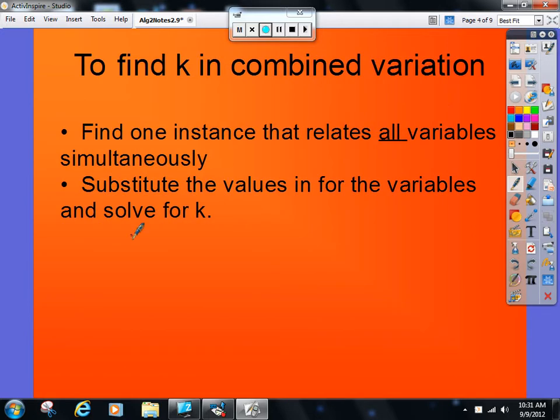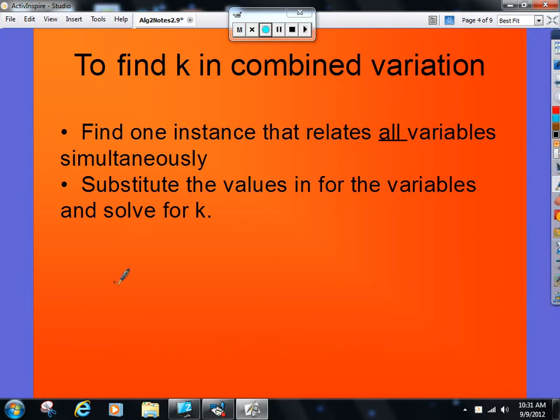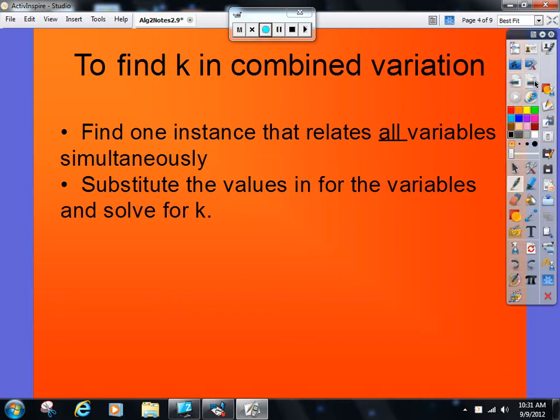Okay, to find K in combined variation, you have to find one instance that you can relate all the variables. Just like when we did sections 2.1 and 2.2. You're looking for that case where you can plug everything in so you can figure out what K is, because that's super important. After you find K, then you plug it back into the original equation and you can make predictions all day long. Very similar to 2.1 and 2.2, just a little bit more complicated algebra.